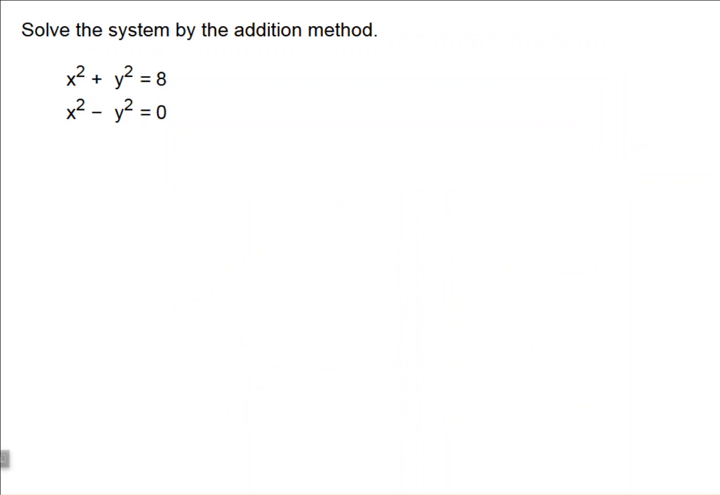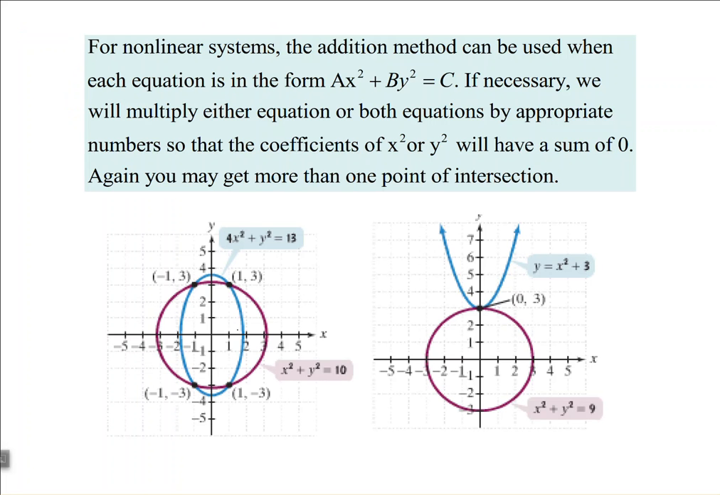So if we have two nonlinear equations like this, and you could have a linear and nonlinear, but if we have two nonlinear equations in a system, then one of the easier ways to solve it is by using the addition method. And you see we could have multiple solutions, or we could only have one solution. So it just all depends.